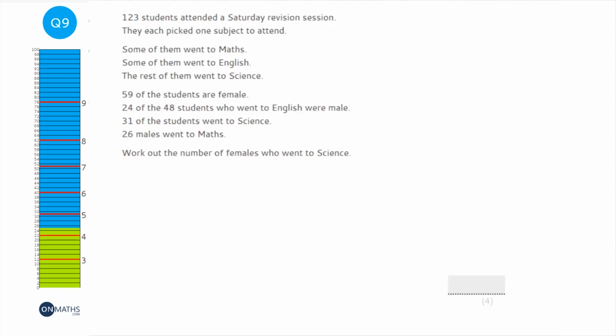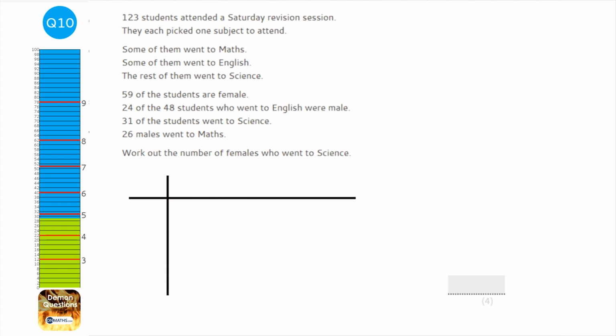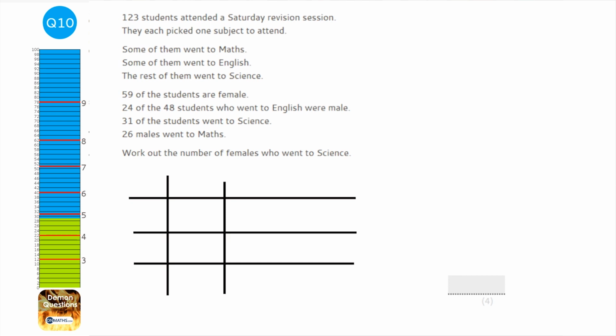Okay, so this question looks really, really complicated, but there's a very, very easy way of doing it, and that's to construct a two-way table. So I'm going to construct the two-way table first from all the information, and I notice there's a lot of information that says total, so I'm going to make sure I have a total column in this two-way table. And so we've got the different subjects.